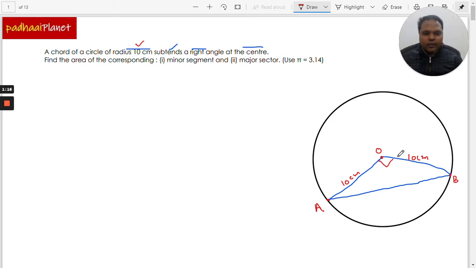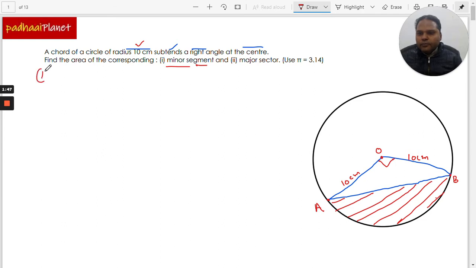is 90 degree, right? Now what we need to find out is the area of the minor segment of this circle. So this is the minor segment, this entire area. This is the area which we need to find out, right?